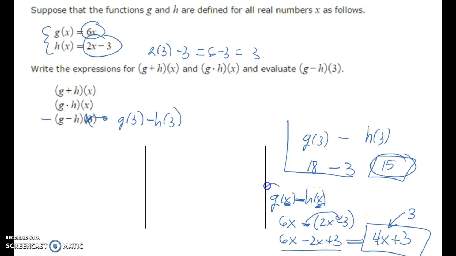So that would be the other way to do this. The other way to do this is to get the generic function itself, watch those negative signs, and then plug in the answer to get the final answer of 15. Or figure out g of 3, figure out h of 3, get those numbers and subtract them. You can pick whichever one you like.